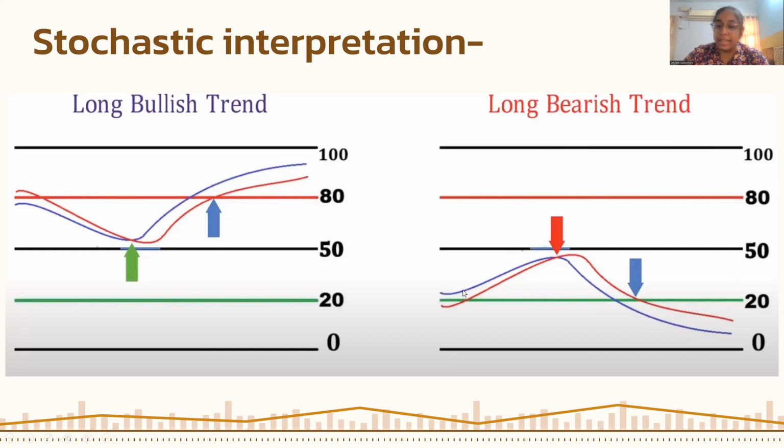Similarly, if the %K line and %D line have a negative crossover below the level of 50, between the level of 0 to 50 going in a downward direction, it indicates a long bearish trend, where once the %K line and %D line cross the level of 20, the seller must consider the condition as oversold, and here the buyer or trader must consider the condition as overbought.